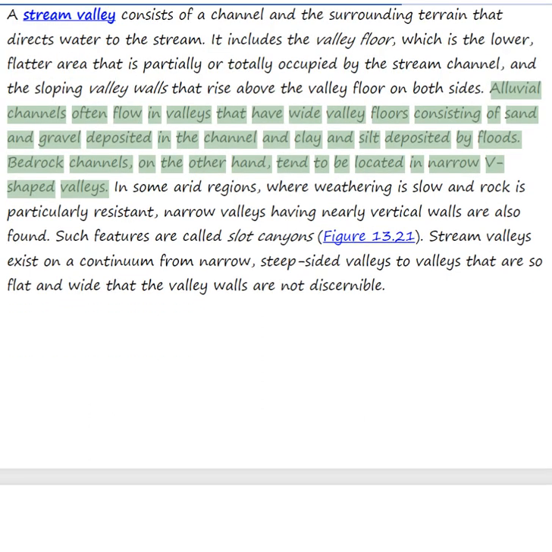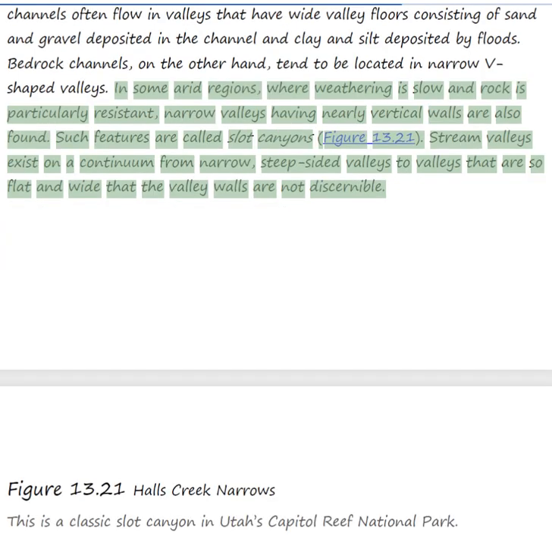Alluvial channels often flow in valleys that have wide valley floors consisting of sand and gravel deposited in the channel, and clay and silt deposited by floods. Bedrock channels, on the other hand, tend to be located in narrow-shaped valleys. In some arid regions, where weathering is slow and rock is particularly resistant, narrow valleys having nearly vertical walls are also found. Such features are called slot canyons. Stream valleys exist on a continuum from narrow, steep-sided valleys to valleys that are so flat and wide that the valley walls are not discernible.